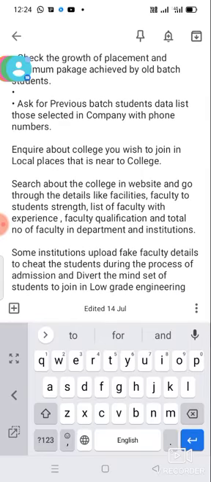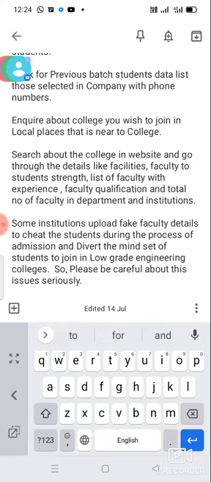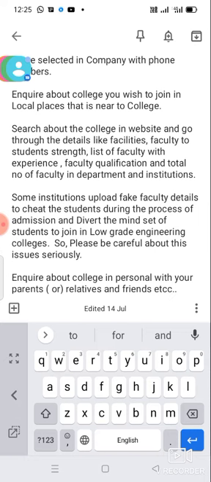The second point is to inquire about the college you wish to join in the local place near you. You can search for the college on its website and go through details like facilities, faculty to student ratio, list of faculty with experience, faculty qualifications, and total number of faculty in the department and institution. Faculty to student ratio also reflects the quality of education. In some 1-star and 2-star rated engineering colleges, they don't properly maintain the ratio. For more students they consider fewer faculty and pay lower salaries with much delay. This leads to a reduction in the quality of education.